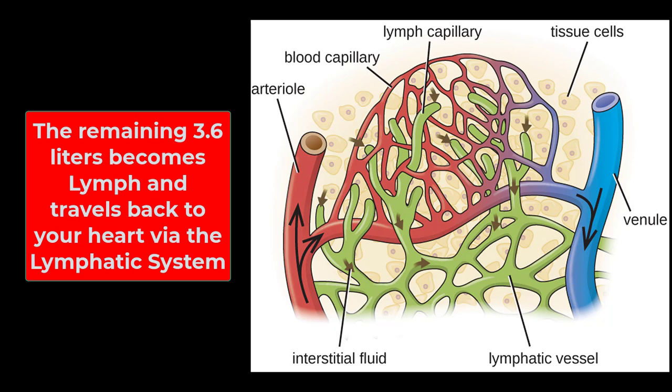We'll cover this next chapter, but it's still going to be filtered back to the heart. It's going to work its way to the right atrium, but until it does so, it's lymph or lymphatic fluid. And as it travels through your lymphatic system, including your lymph nodes and your lymphoid organs, it's basically a way for your body to clean and monitor what's going on in your blood that it can't do in the circulatory system because the blood's moving too fast. So lymphatic fluid's very important. You need that 3.6 liters of fluid to become lymph rather than just going back into the capillaries.